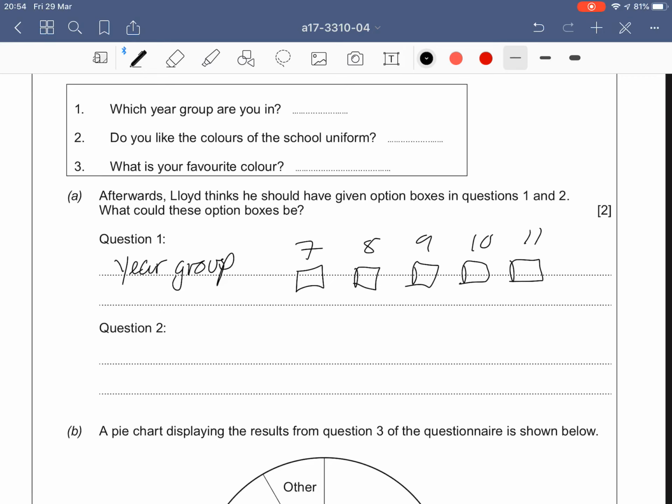Question 2. Do you like the colours of the school uniform? Well, you can have yes, no, or you don't care. So they can stay the same. So yes, you like the colours, no you don't like them, or you don't really mind what the colours are.